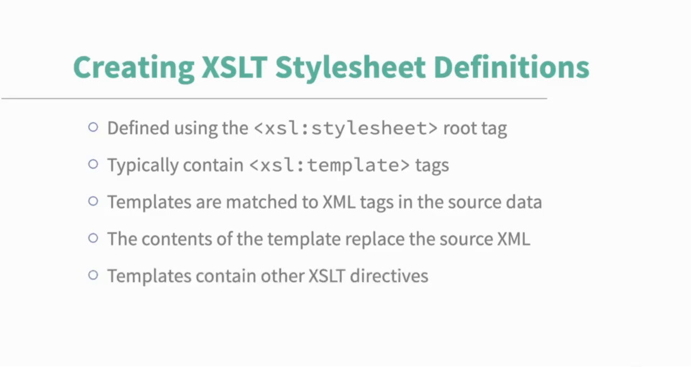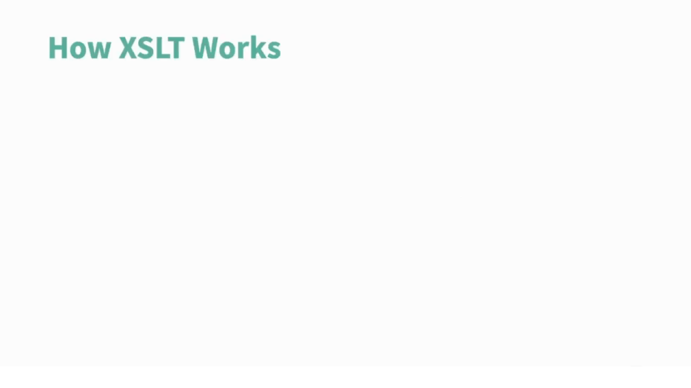But templates can also contain other XSLT directives. You can do things like loop over content, sort data, create new content in the output, and we'll see examples of all those later in the chapter. In addition to being matched to source XML data, templates can also be invoked by name, almost as if they were a function. Let's take a look at how XSLT works conceptually.